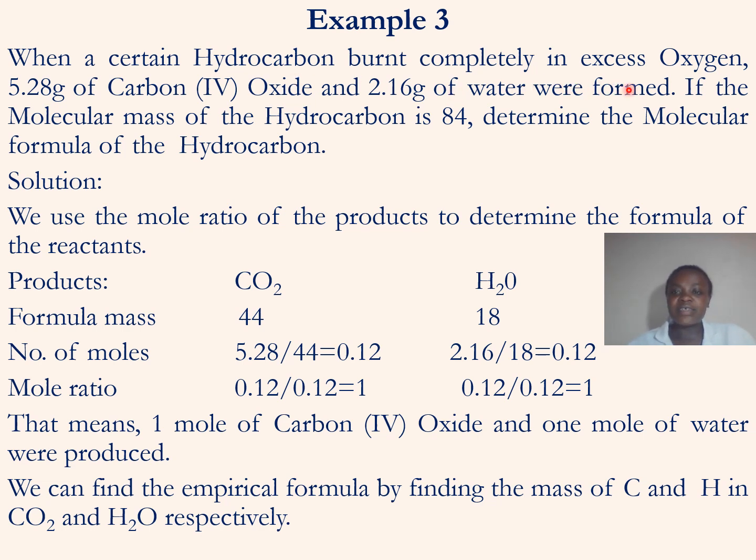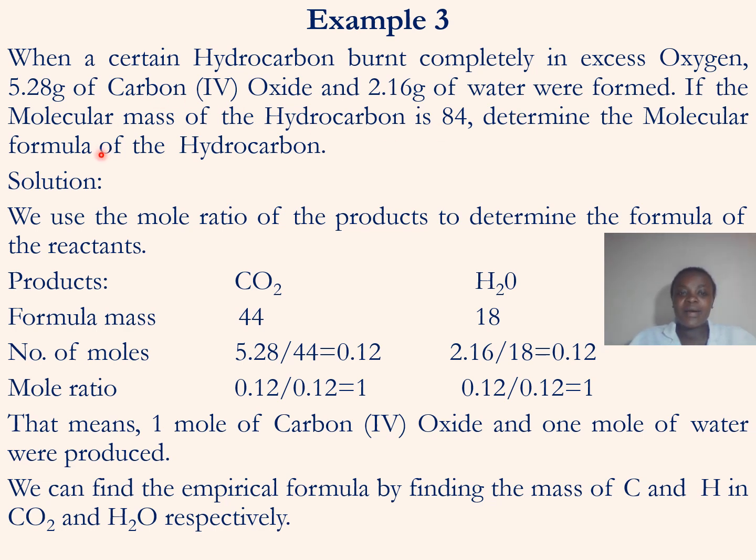So it is being burnt in excess oxygen to give 5.28 grams of carbon dioxide and 2.16 grams of water as the products. So we know when we burn a hydrocarbon, we always get two products, that is carbon dioxide and water. So when this certain hydrocarbon, which we don't know, was burnt in excess oxygen, 5.28 grams of carbon dioxide and 2.16 grams of water were formed.